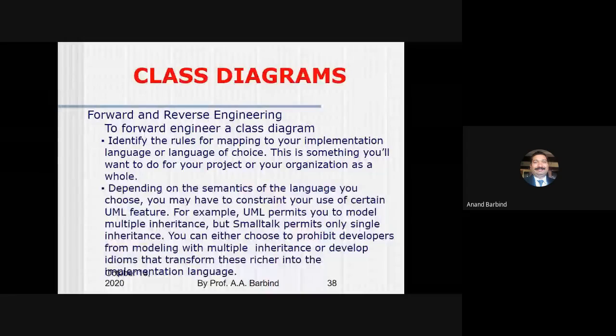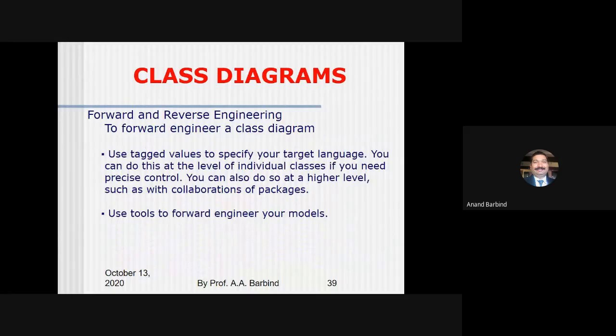Now, when we are working with the class diagram, there are two different concepts that we should understand. One is forward engineering and another one is reverse engineering. What is forward engineering in a class diagram? Forward engineering consists of converting the design or model into the implementation. So getting the code from the design is forward engineering. You have different tools to do this.